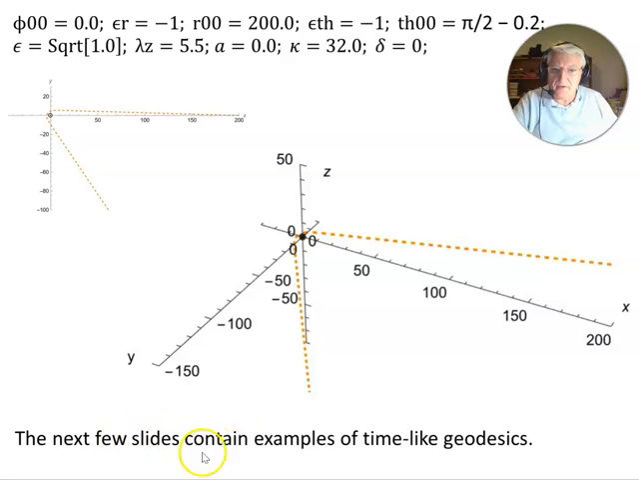Let's have a look at a few slides now which contain examples of time-like geodesics, the geodesics followed by particles with mass. Remember, massless particles like photons follow null geodesics, and that's what these have been in the last few slides. And now we're going to look at plotting with this Mathematica notebook, plotting geodesics for particles with mass.